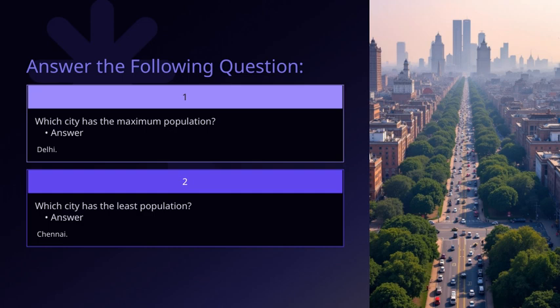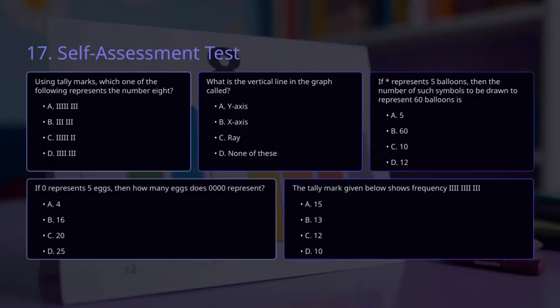The answer is Delhi. As you can see, Delhi stands out as the most populous city among the ones we're examining. Now, on the flip side, which city has the least population? That would be Chennai. This comparison highlights the diversity in city sizes and populations across the region. Understanding these differences is key to appreciating the unique challenges and opportunities each city faces as part of our overall discussion on urban development.